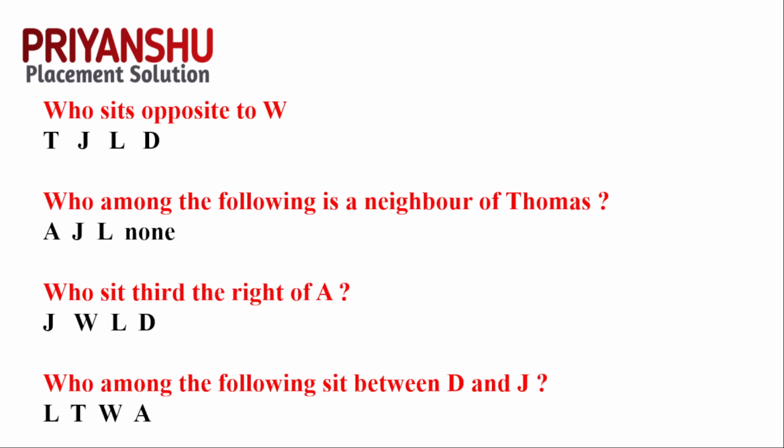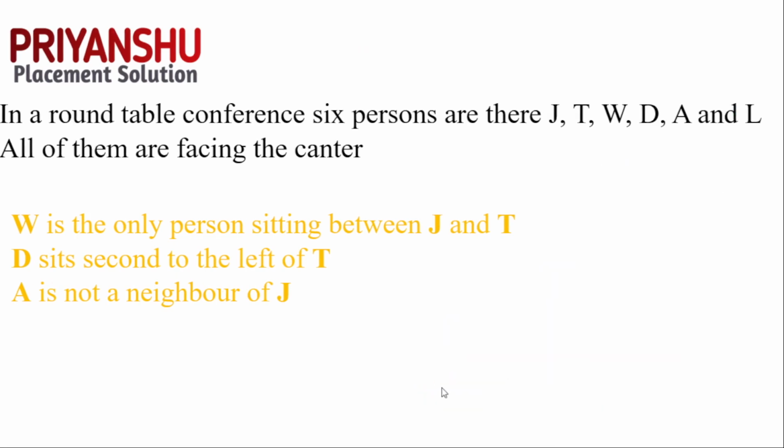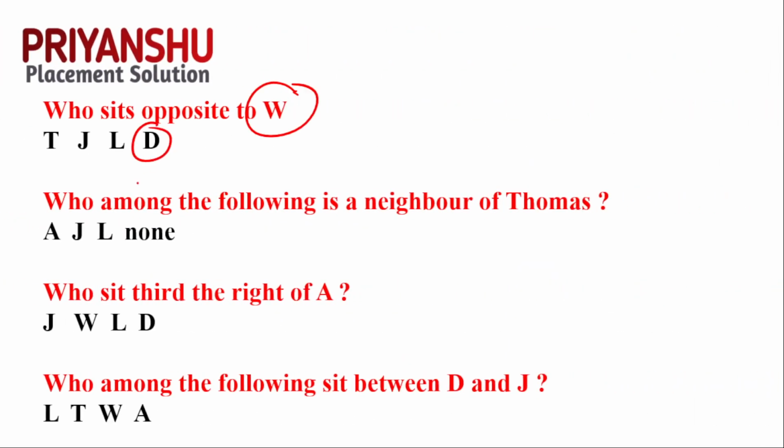The question is, guys, who is sitting opposite to W? Who is sitting opposite to W? So opposite of W is nothing but D, right. So the correct answer is D. Okay, let's move to the next.